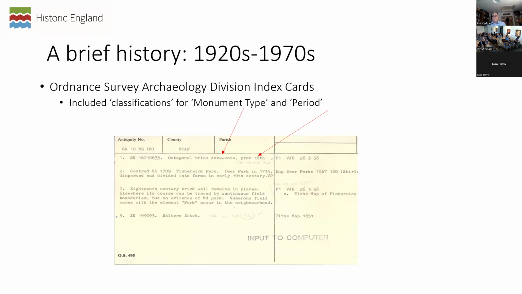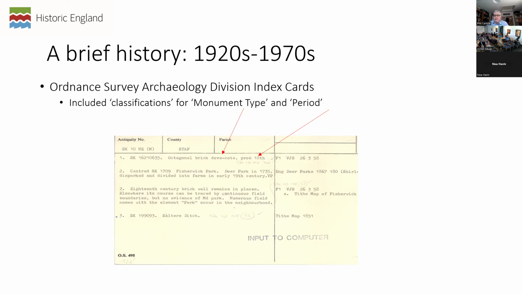So this is where it all began. In the 1920s, the Ordnance Survey, which is the national mapping agency for the UK, had a series of field wardens who went out on their day-to-day business mapping the country. And while they were out there, they saw humps and bumps and strange things in the woods. And they started to record archaeology and architecture. And this was from the late 18th century onwards.